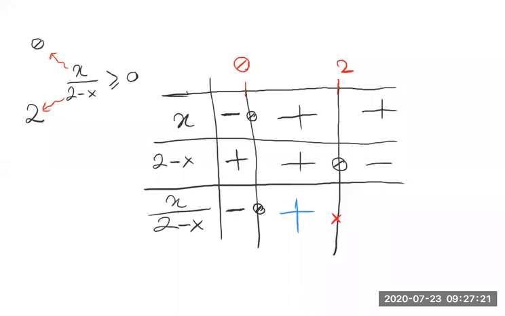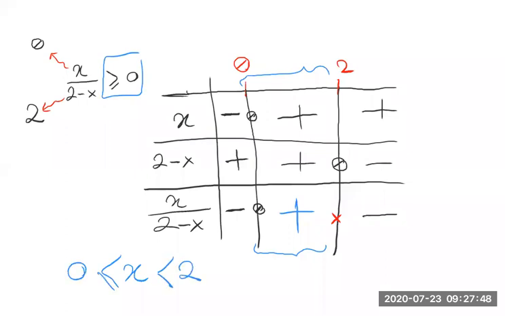And finally, if x is positive and 2 minus x is negative, the ratio is going to be negative. We are interested in the case where this thing is greater or equal than 0. So this is where we are interested in. Where x in this area, as you can see, x is greater or equal than 0. It's less than 2. Right?